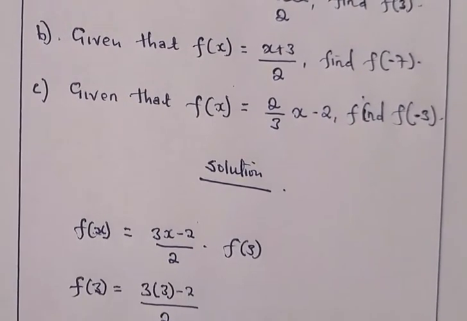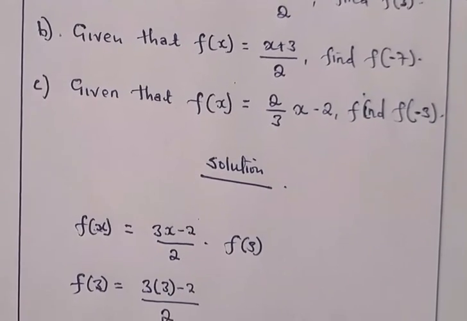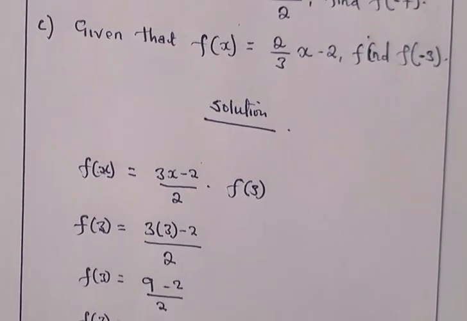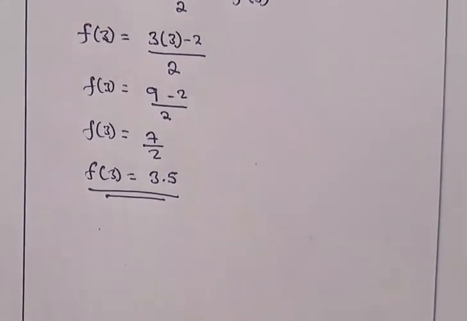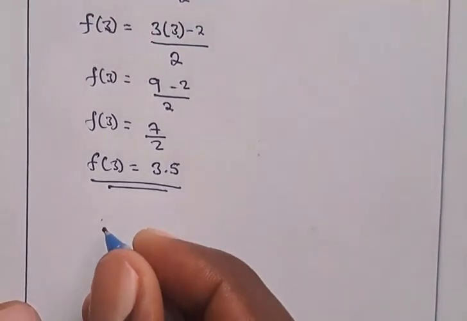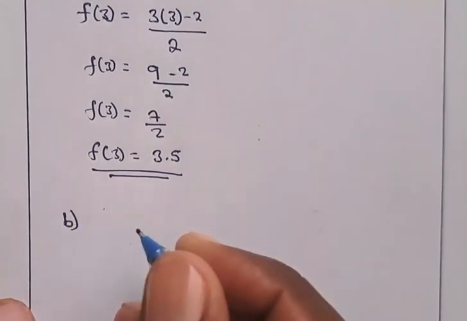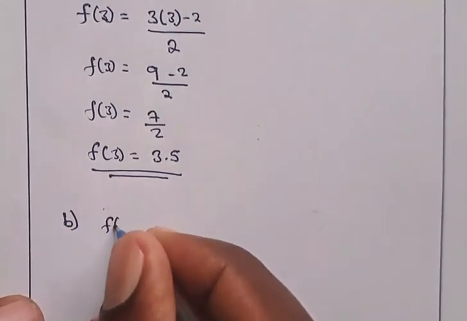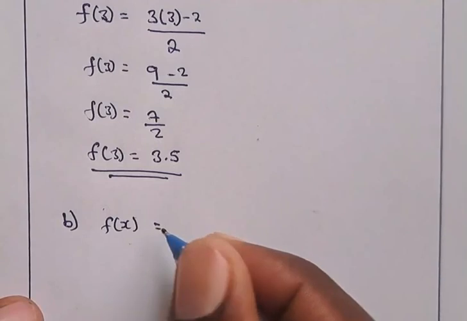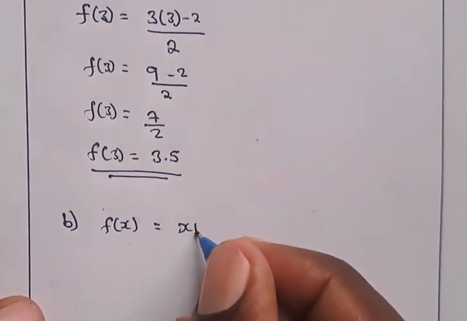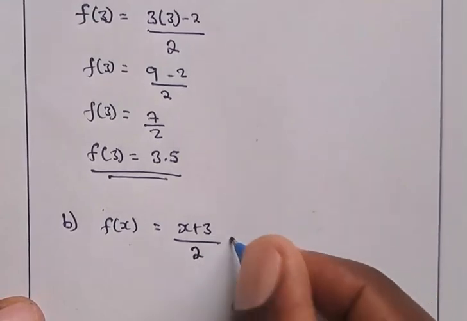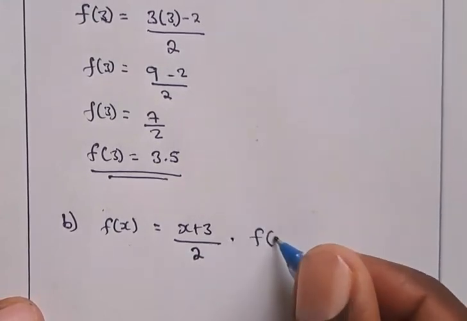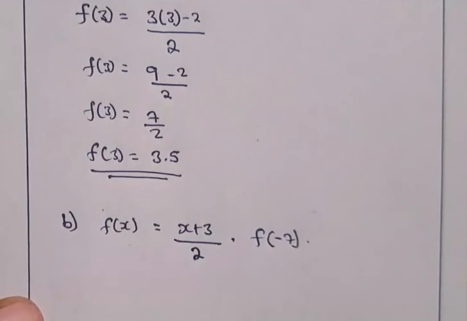So let's look at the second one. This is B. They're saying f of x is equal to x plus 3 over 2, and then we're finding f of negative 7.